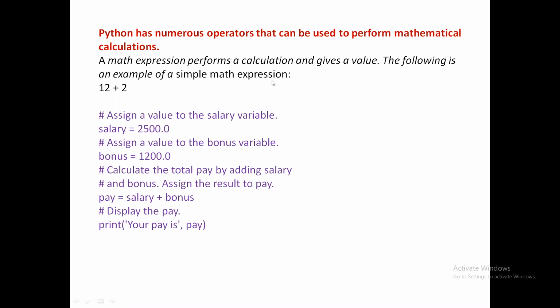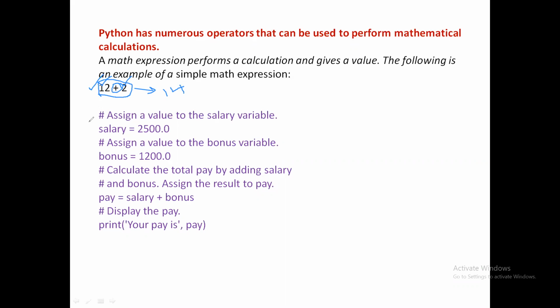Okay, so a mathematical expression is any expression that involves any of the operators that we discussed earlier and performs a calculation that produces a result. So for example, if you look at this simple mathematical expression 12 plus 2, it is performing the addition operation. It is calculating the addition of two numbers 12 and 2, and it will produce a result of 14 after performing the addition operation, right? So this is a simple example of performing calculations using the operators that we discussed earlier.